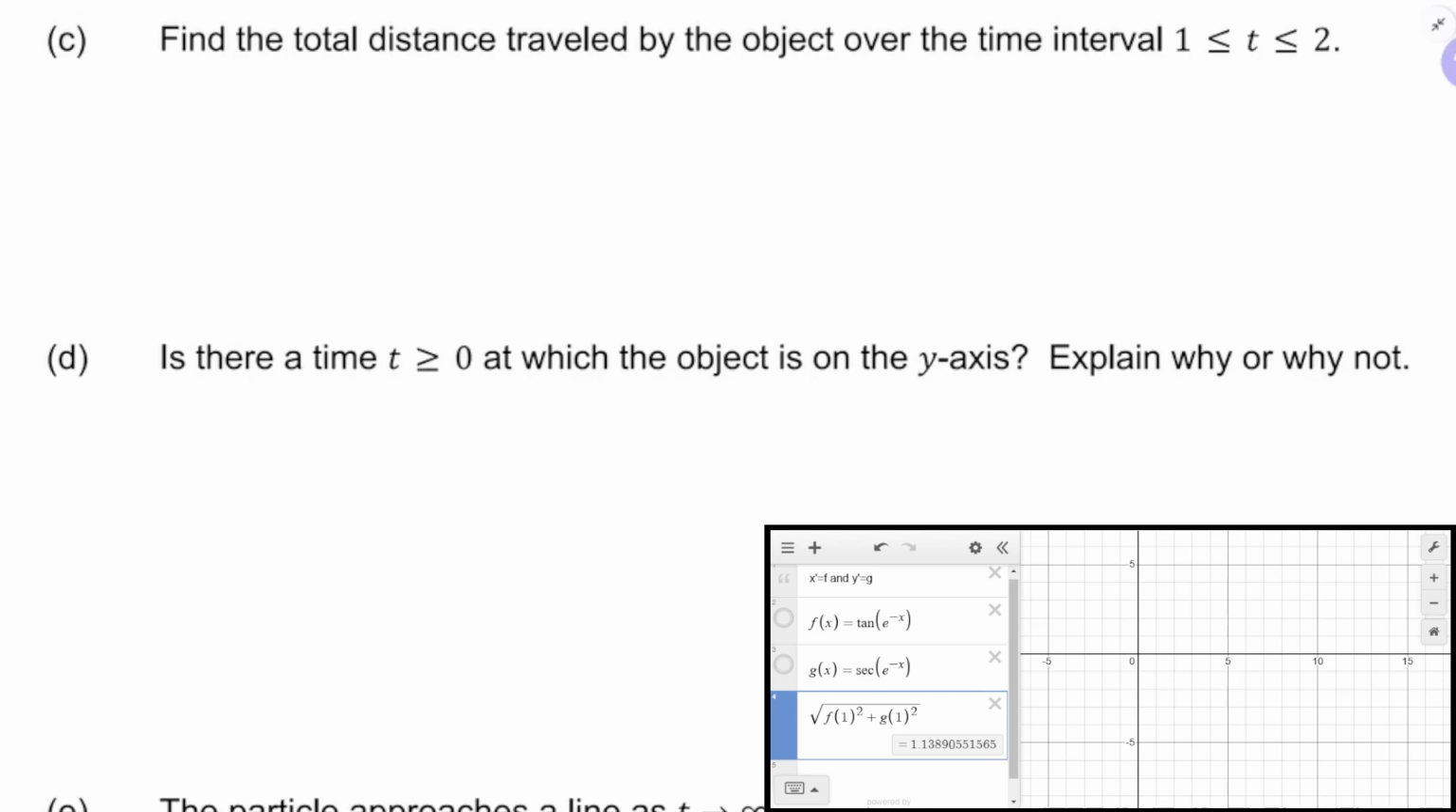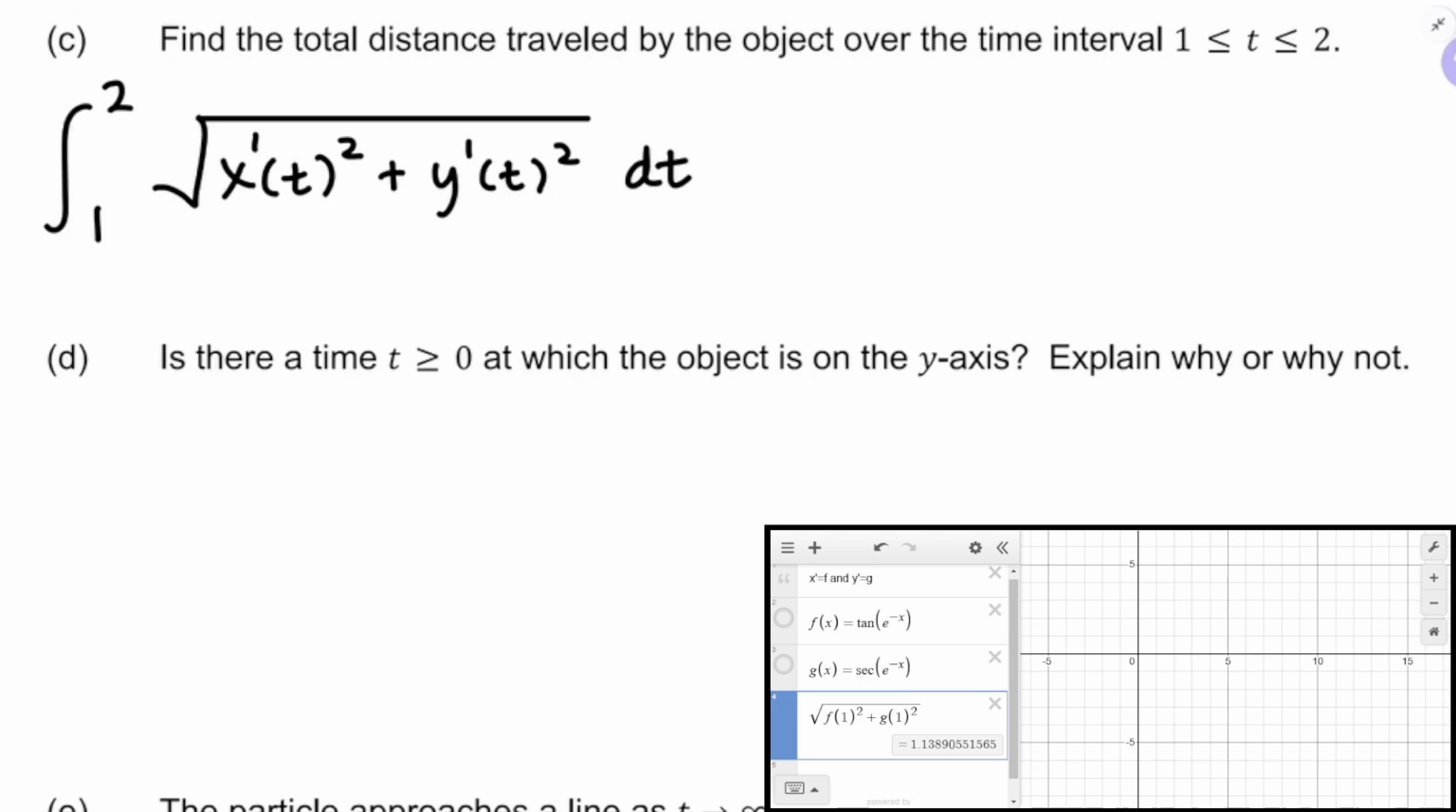Right, because the integral we want is the integral from 1 to 2 of x prime of t f of t squared plus y prime of t g of t squared. Okay, so we are going to throw an integral around that, the integral from 1 to 2. Does it think that's in the integrand?